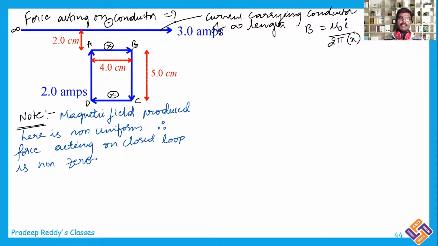AB is the segment which is closer to the conductor that produces the magnetic field. It is at a distance of 2 centimeter. Therefore, clearly you can understand that the force acting on AB is not equal to the force acting on CD. Likewise, from B to C and A to D, the magnitude of force acting on AD is equal to the magnitude of force acting on BC, because it is vertical.